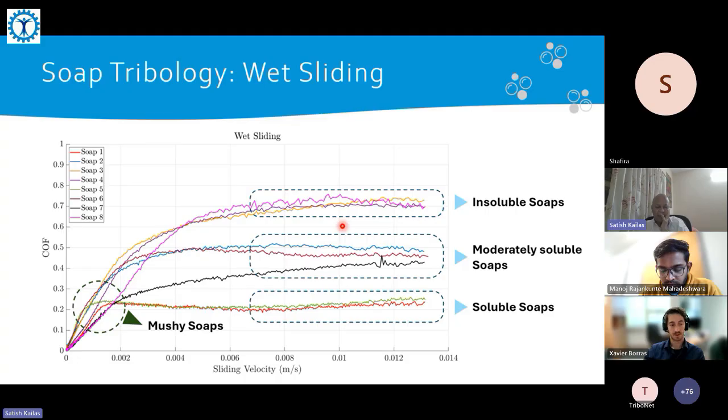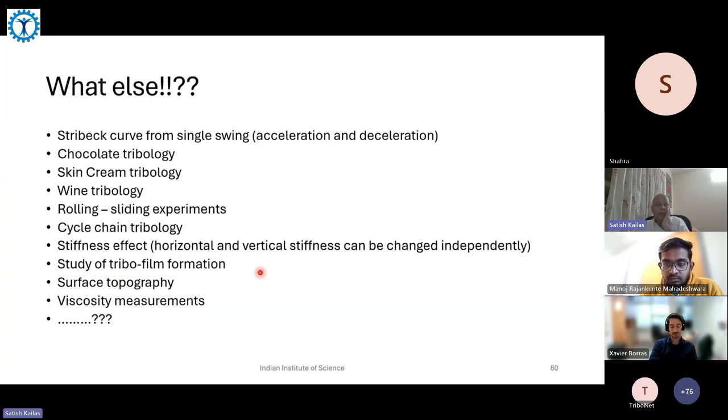So that is the latest. This data was presented only today by the student. This was done by Prasad from ICT, and I'm just presenting you fresh data. So what else can we do with this tribometer?